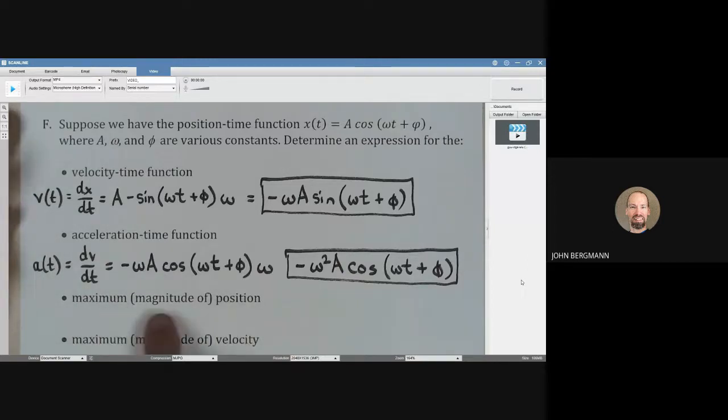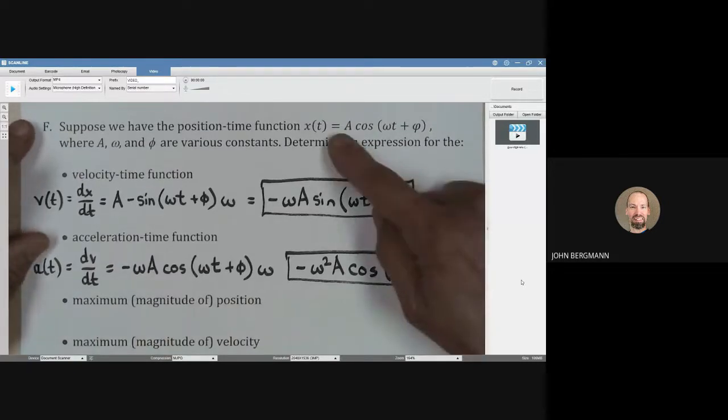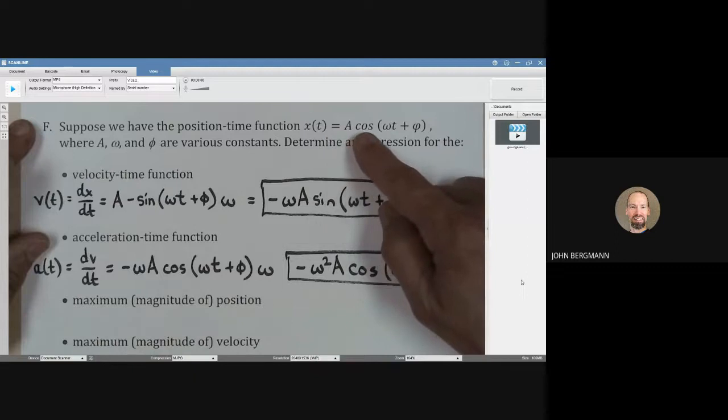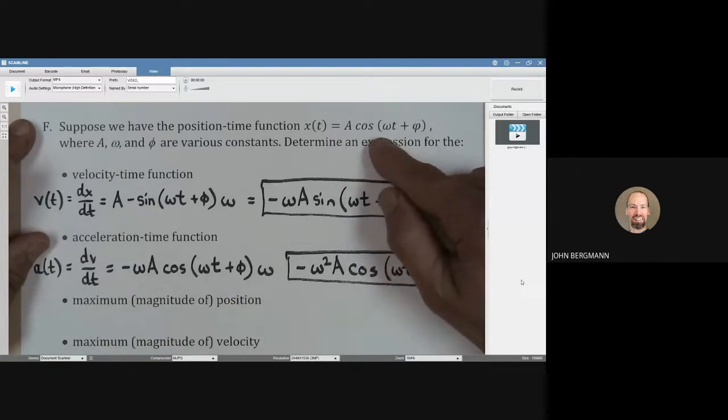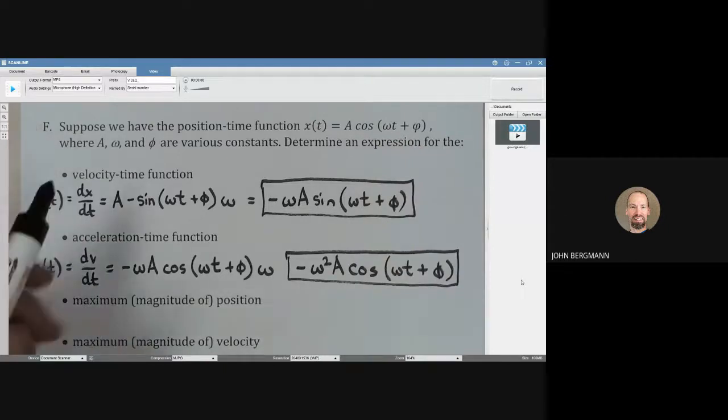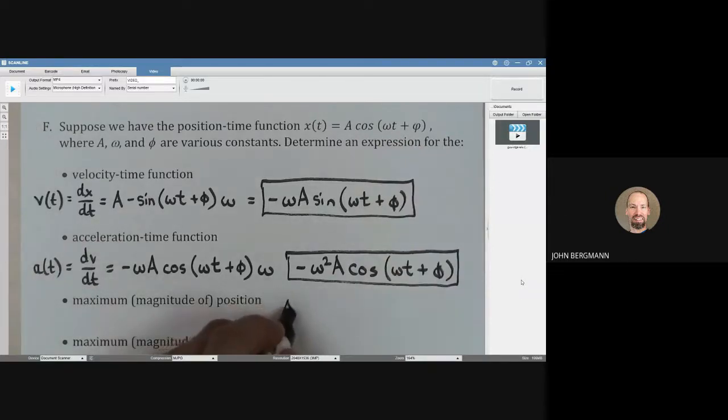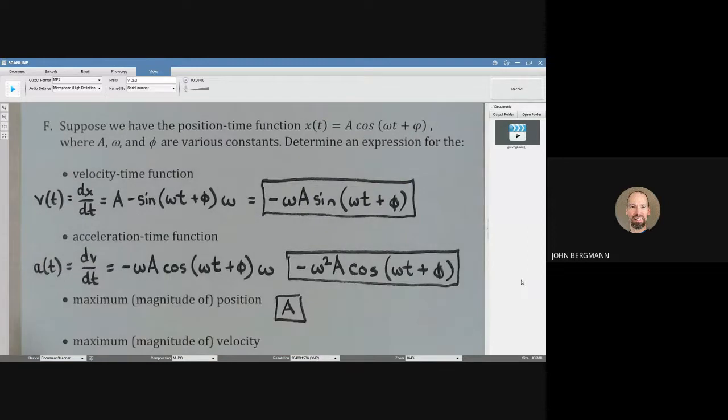What's the maximum magnitude of position? The position time function is up here at the top of the screen. And isn't it true that the maximum value that the cosine of anything can have is 1? And that means that the maximum magnitude of position is just A.